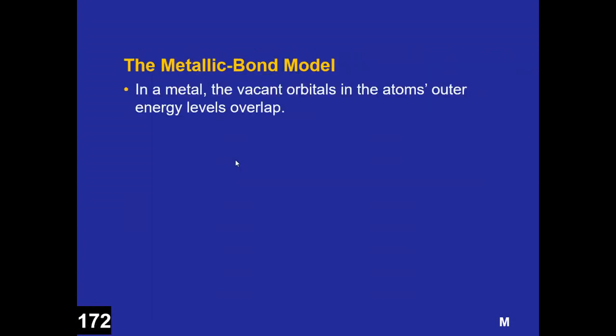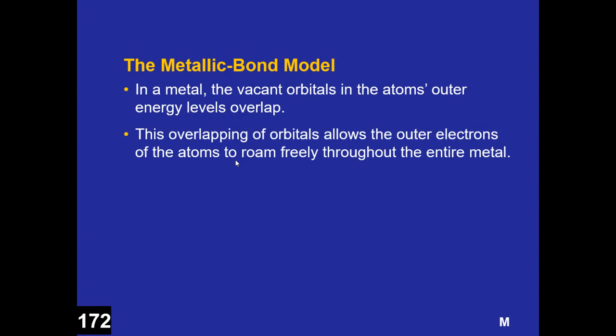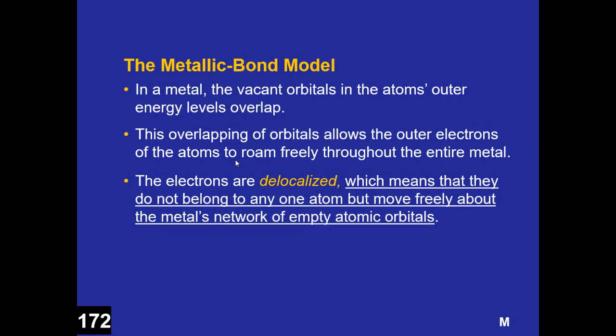All right. So in a metal, those valence orbitals are all in the outer shell. They overlap, and the overlapping allows the outer electrons to move freely throughout the metal. We have a special name for this. We call these delocalized electrons, which means they do not belong to any one atom, but they move freely about the metal's network of empty atomic orbitals.